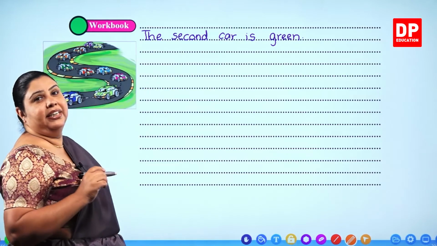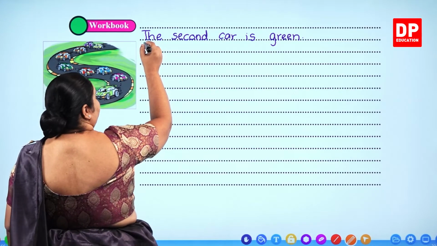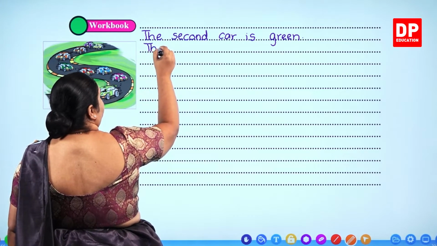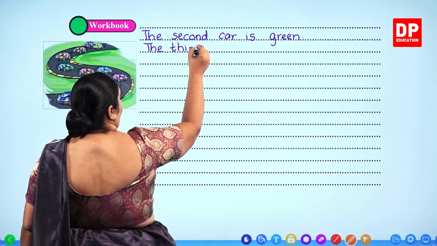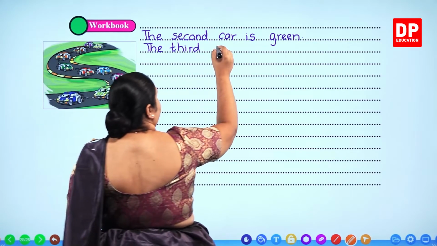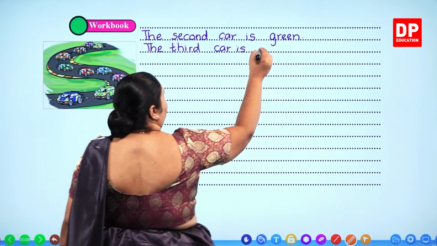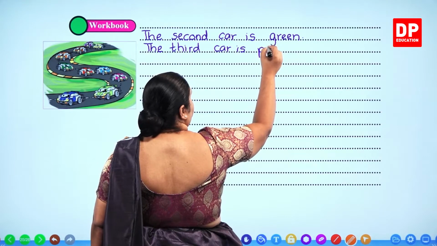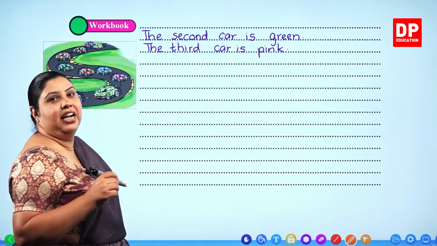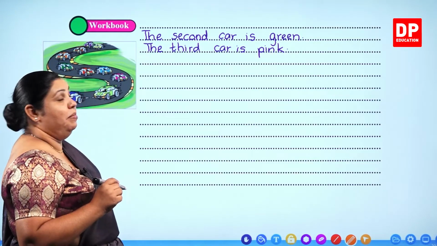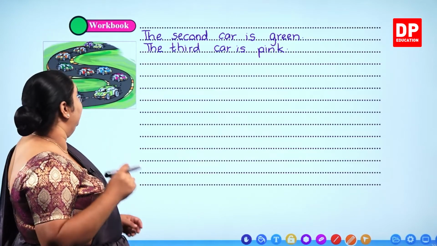What about the third car? What is the color? Pink color. Right. We'll write that. The third. T-H-I-R-D. The third car is pink. P-I-N-K. Now this is a good chance for you to learn the colors as well, how to pronounce them. I know you know how to write the words as well because we have learned them.